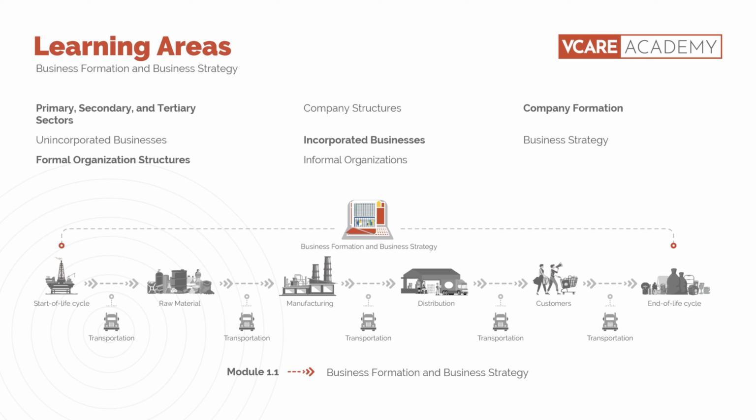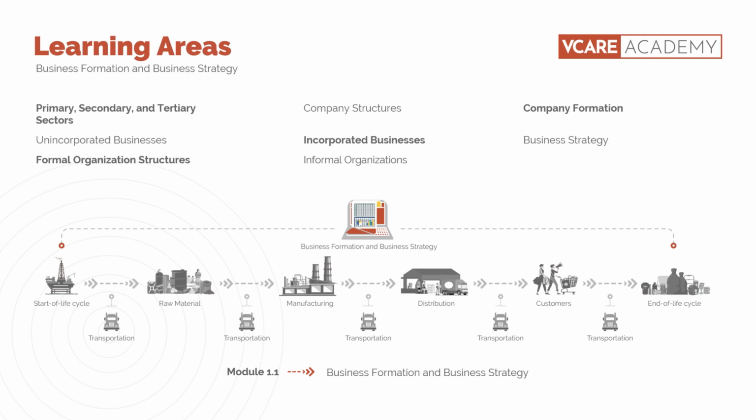The primary sector is where we gather the raw materials we need. The secondary sector is putting them together in products that we can sell. And the tertiary sector can include a lot of other businesses that are not really in manufacturing, but are more in the service area of our lives. We'll look at different company structures and the formation of companies.